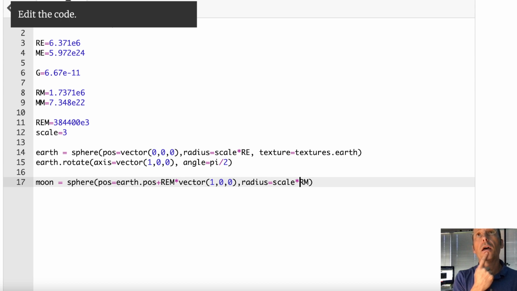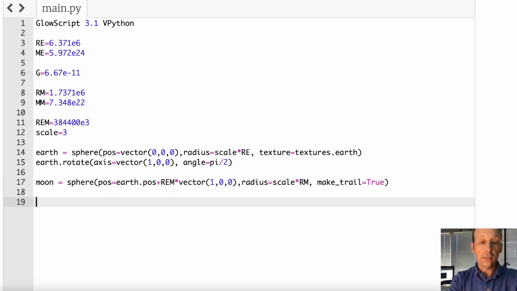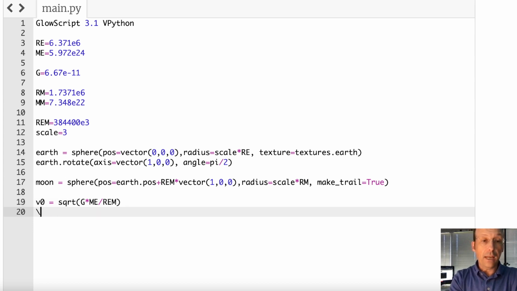I want to add a trail to the moon. So this means when it moves, it'll leave a trail. So make_trail equals true. Okay, I think we're ready. I got the masses. I think I have everything. Oh, I need the initial velocity. So let's say V0. I'm just going to write it as square root, oh, I need G. I got G. Square root of G times the mass of the Earth divided by REM. That was it. And now I can give the moon an initial momentum.